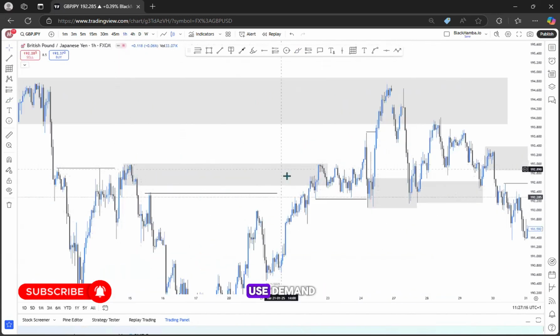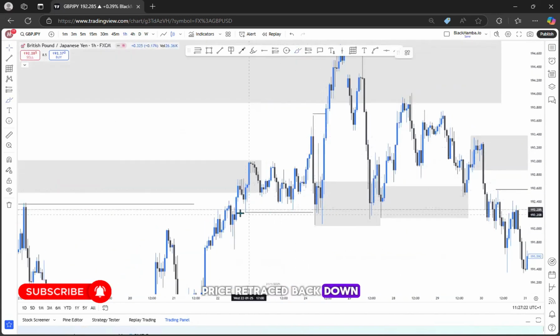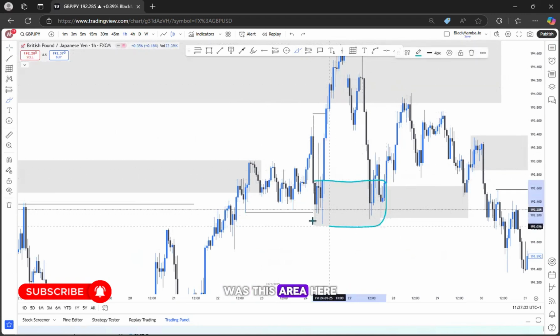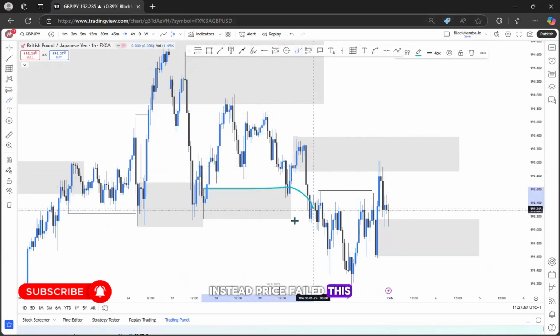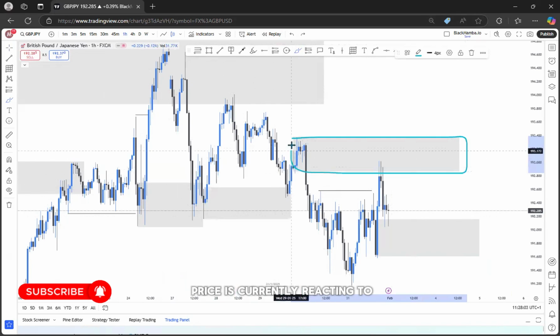When price failed this demand, price retraced back down, took out liquidity, mitigated somewhere inside here. Now the next area I'll be expecting price to respect was this area here. Price came, respected it for a while, but did not take out this high. Instead, price failed this area, leaving this reaction. The reaction is where price is currently reacting to.